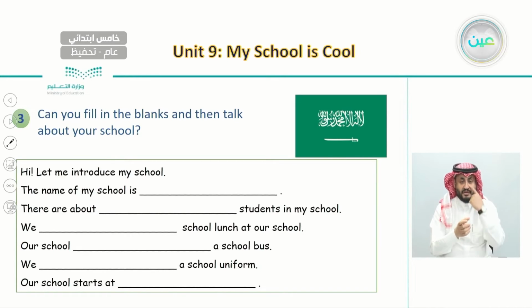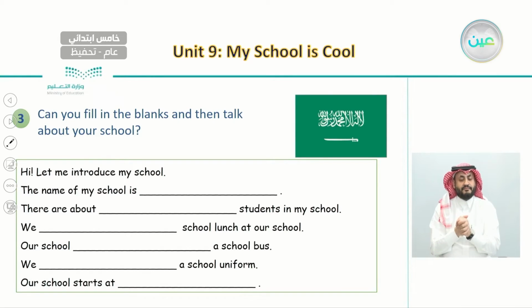On page 57, we have an interesting writing task that we need to do. And this writing task is about the information that we just listened to before. So let's read the questions. Also, let's read the text and try to figure out some examples so we can know what to fill in with. The question says, can you fill in the blanks and then talk about your school?